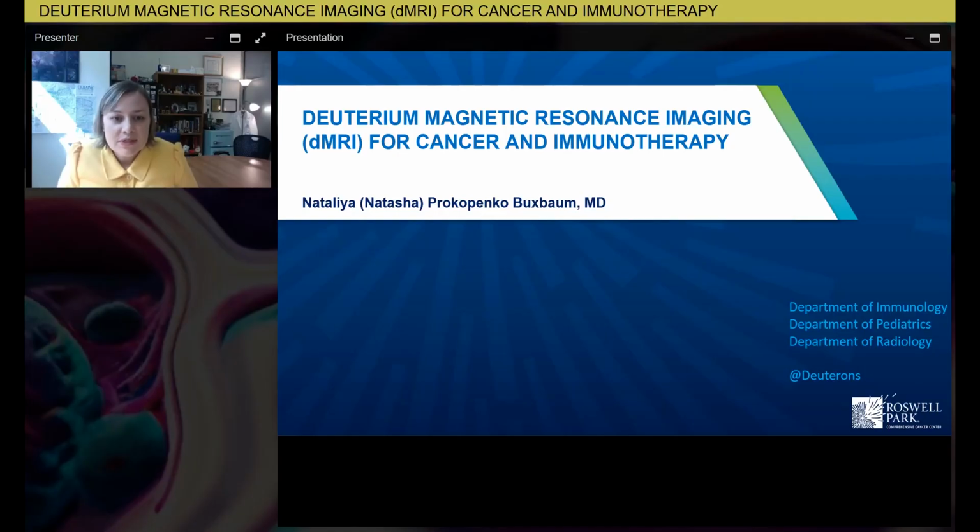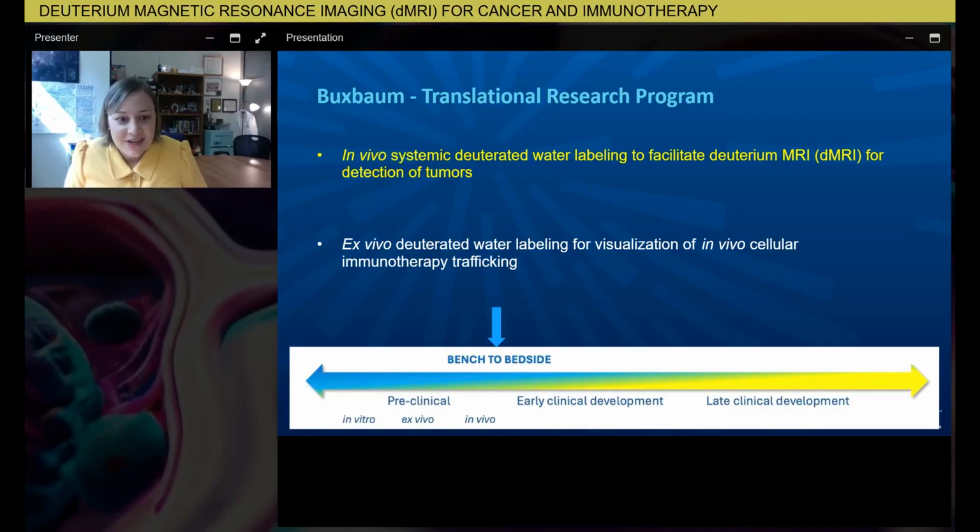My talk will be focused on deuterium magnetic resonance imaging for cancer and immunotherapy. I'm a physician scientist at the Roswell Park Comprehensive Cancer Center, and my research spans multiple departments. My primary appointment is in the Department of Pediatric Oncology. So as a physician, I'm actually a pediatric oncologist who treats children with cancer with a focus on bone marrow transplantation. My scientific interests are in immunology, and as you will see, in radiology as well.